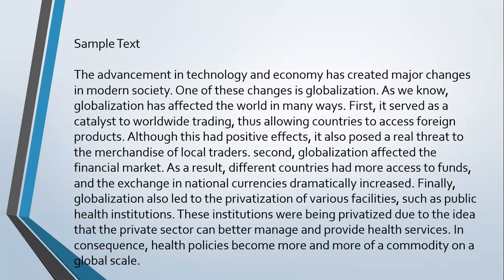So, based on this example, it talks about the major changes that happen because of the advancement in technology and economy. So it talks about globalization, which is one of the major changes in modern society. It discusses the effects, what are the things that people can benefit from, and what are its disadvantages. So it talks about the cause and effect of globalization.